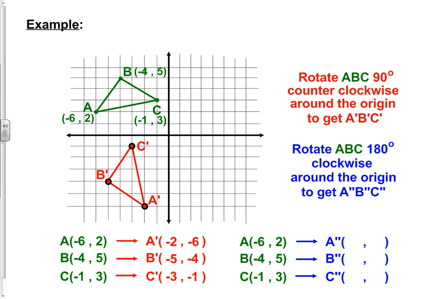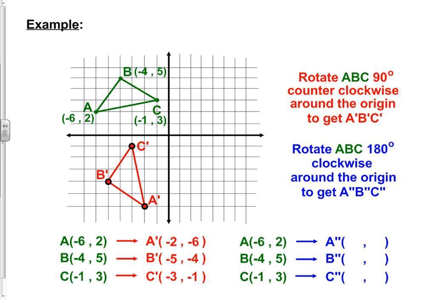How about our second goal over there, our second task? Rotate triangle ABC 180 degrees clockwise around the origin to get to A prime, B prime, C prime. Okay, well, one little side note question here for you. Does it matter if you rotate triangle ABC 180 degrees clockwise or 180 degrees counterclockwise? What happens if you go the wrong direction on this?